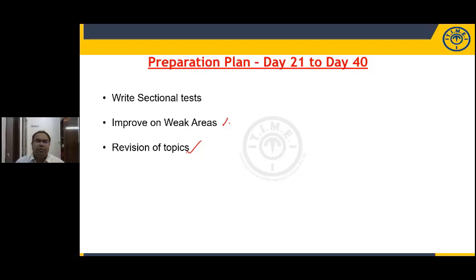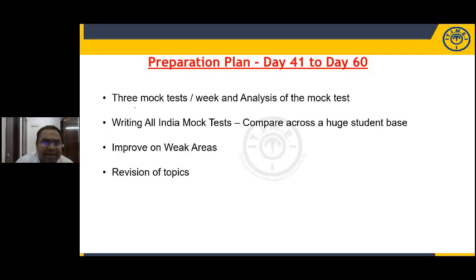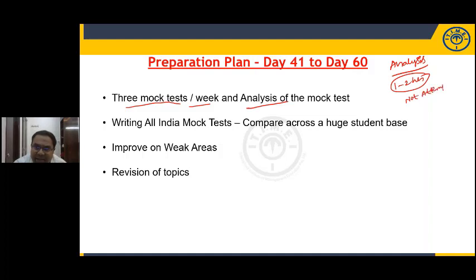Right, this is 21 to 40. Day 41 to 60, at least 3 mock tests a week, and you have to do analysis. This is important. Writing the mock test is not important. Analysis of the mock test is important. After writing a 1 hour mock test, spend another 1 to 2 hours analyzing the mock test. The questions which are not solved, not attempted, solve those questions once again. Taken by surprise, out of these not attempted questions, certain questions you'll be able to solve. See, analysis should be done on the same day.